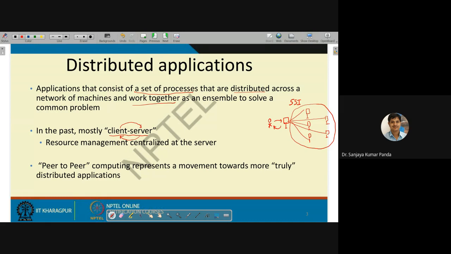But the problem we have noticed is that there is a single point of failure. Single point of failure, SPOF, in the case of client server architecture. Okay, as the resource management is done in a centralized manner, it may lead to centralized failure, which may collapse the network. So in order to avoid this in client server architecture, we have peer-to-peer computing.